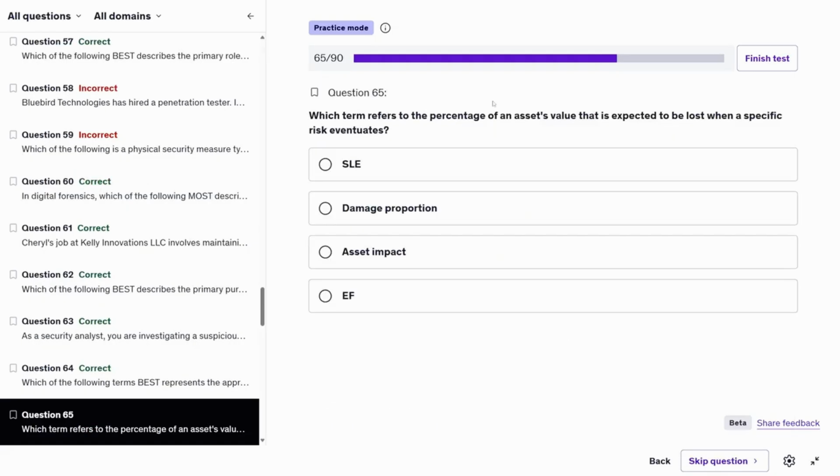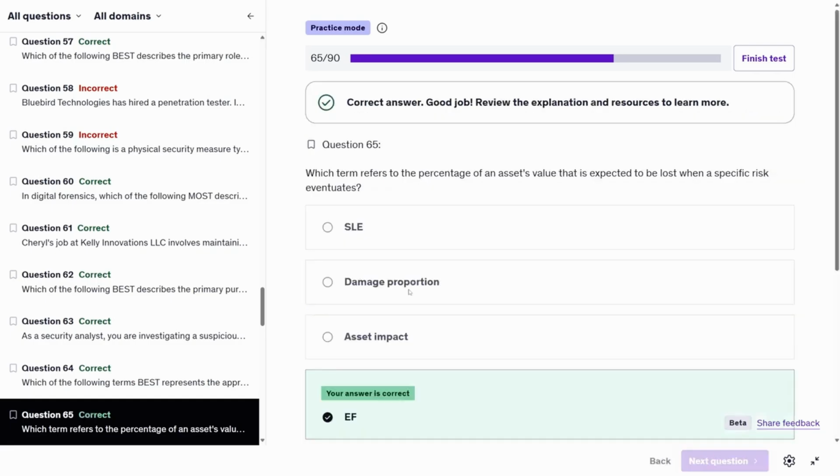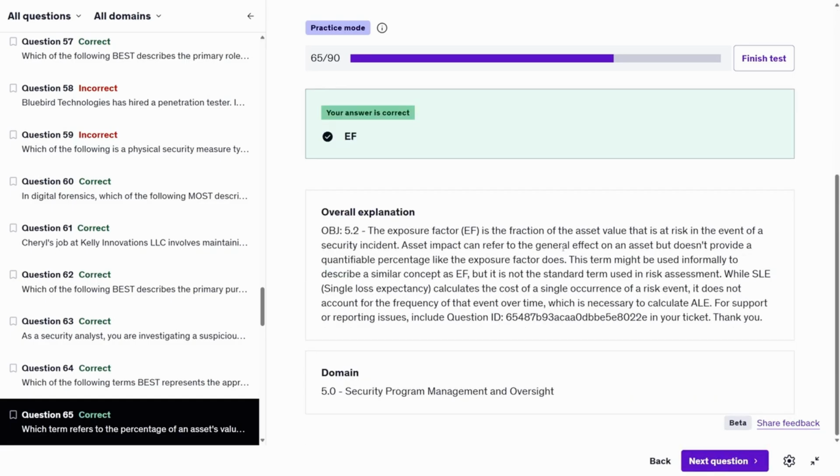Which term refers to the percentage of an asset's value that is expected to be lost when a specific risk eventuates? The correct answer is exposure factor, or EF. The exposure factor is the fraction of the asset value that is at risk in the event of a security incident.